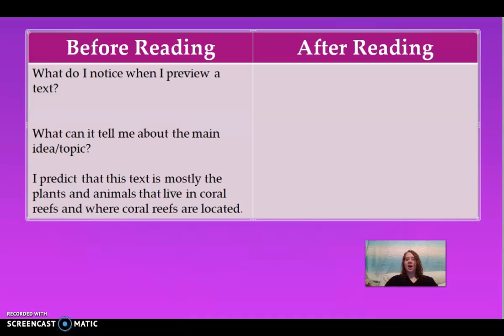My idea is that I predict that this text is mostly about, oops, I forgot the word about. Teachers always reread their work too and make edits when we need to. I predict that this text is mostly about the plants and animals that live in coral reefs and where coral reefs are located. Now, what I would do is go back to the text and read it keeping that idea in mind. I might notice that I need to add something to what the main idea is, what the author wants me to understand about coral reefs, or maybe there's something that I mentioned in my statement that really isn't the focus of the text, so I might take that out when I rewrite my main idea statement.